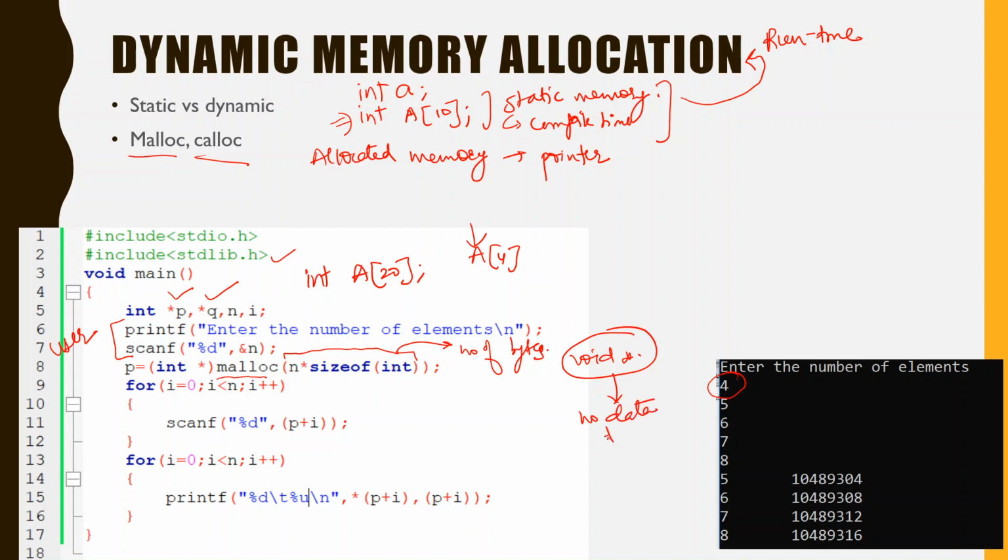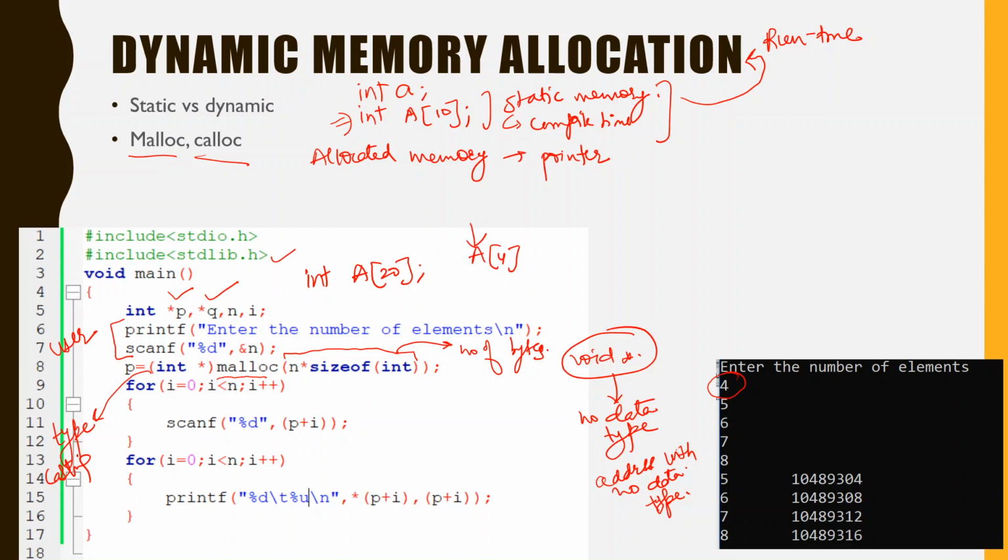It is a pointer, or we can say an address, with no data type. So what is required? An explicit typecasting to convert this void pointer to the relevant data type. Here we want to store integer elements, so that is why we have converted it into an integer pointer.